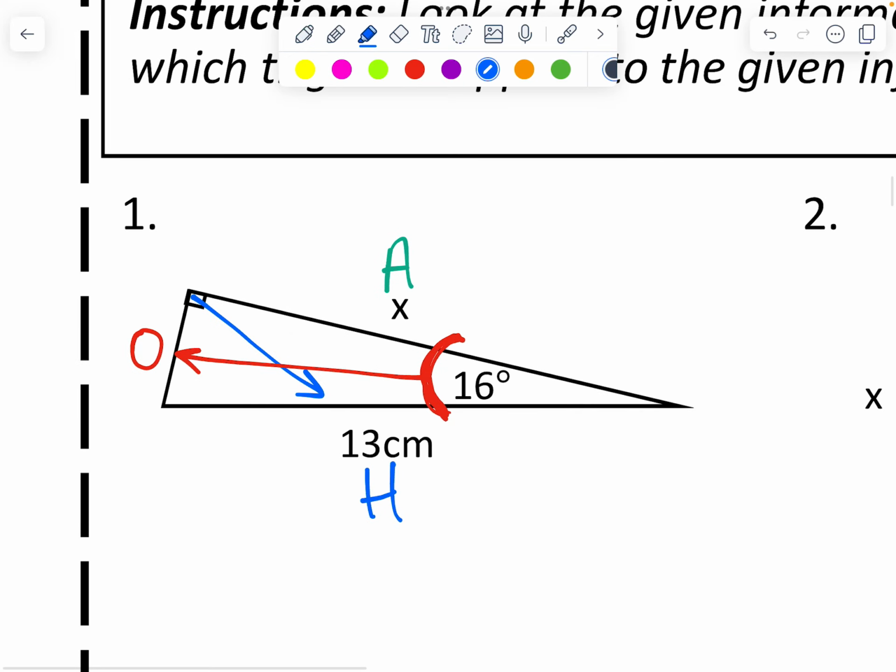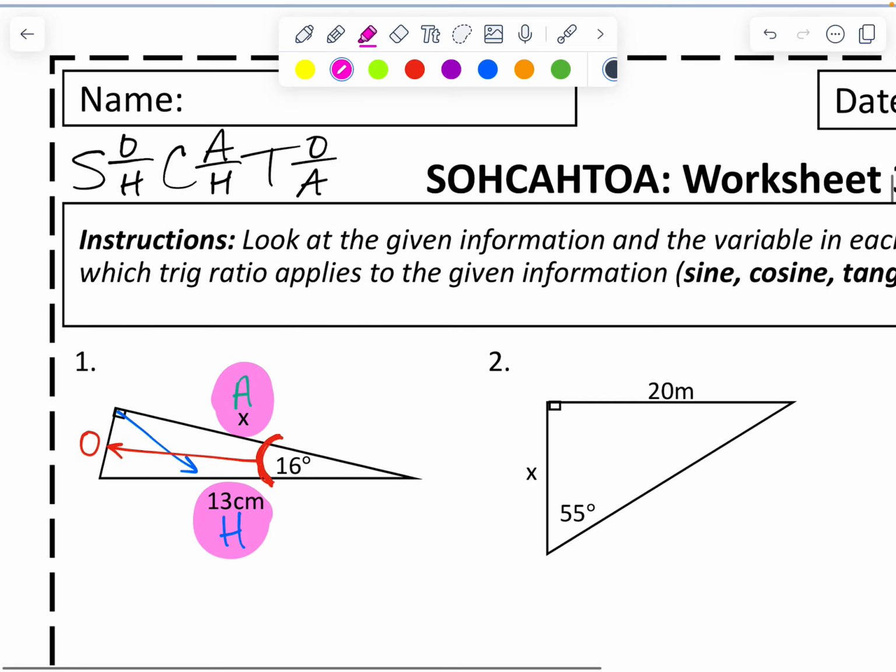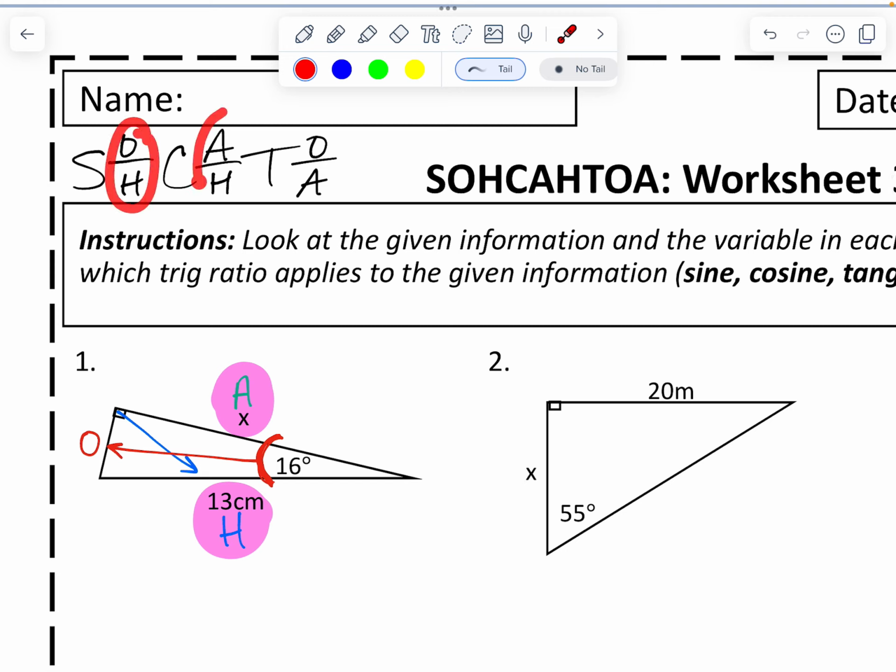And the hardest part of this whole worksheet, I think, is deciding which button in the calculator to use. My X is next to A, and my H is next to 13. And so I have to decide which of these three fractions uses A and H. As you can see, it's this one right here. It's the cos button.